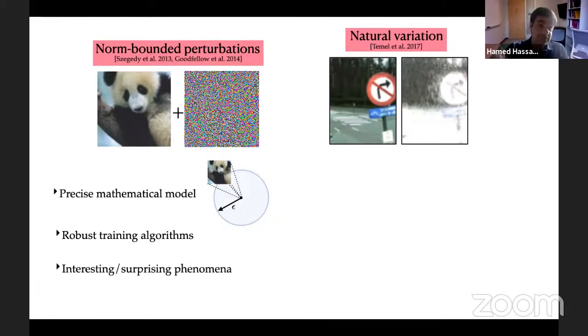However, it's really fair to say that our understanding here is at its beginning, or infancy, and there is a variety of interesting and surprising phenomena which we observe and we don't really know how to justify. Also, our robust training algorithms at this moment are not really satisfactory in terms of what we can expect. So the first part of the talk will be about understanding the mathematics, the trade-offs, and fundamental limits of adversarial examples in a foundational problem in machine learning, which is regression.